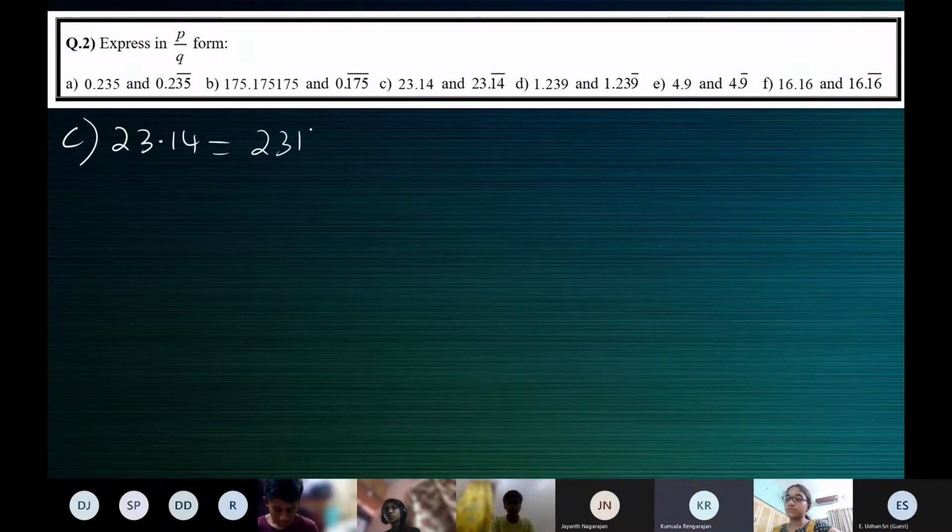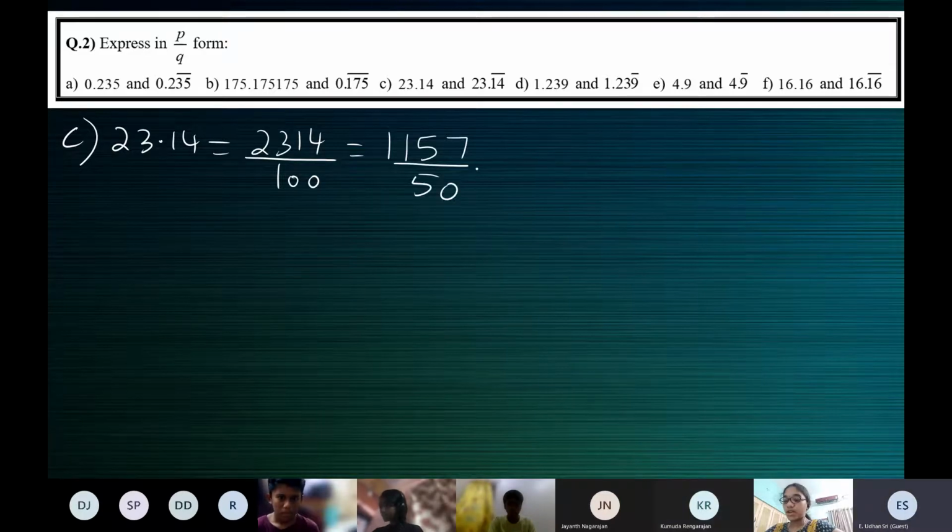So 23.14 is equal to 2314 divided by 100. What's the simplest form? So when you divide by 2, we get 1157 divided by 50, correct? Yes, ma'am. And I think this is the simplest form. Is it right? Yes, ma'am. So this is the P by Q form for 23.14.